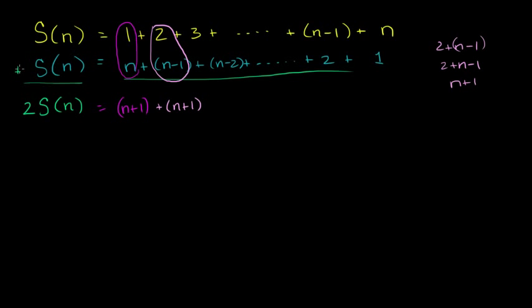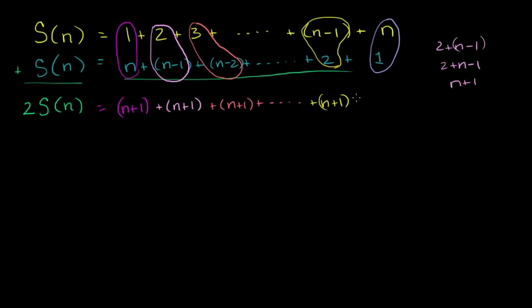And then this term over here, 3 plus n minus 2, or n minus 2 plus 3. Once again, that's going to be n plus 1. And you're going to do that for every term all the way until you get over here. n minus 1 plus 2, that's also going to be n plus 1. And then finally, you have n plus 1 right over here, plus n plus 1.